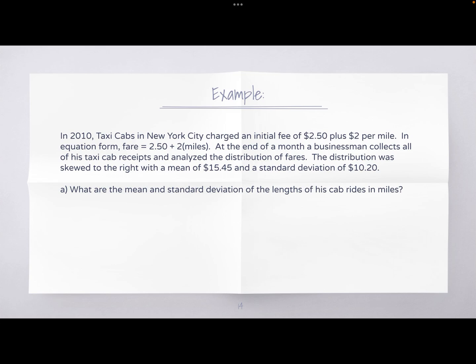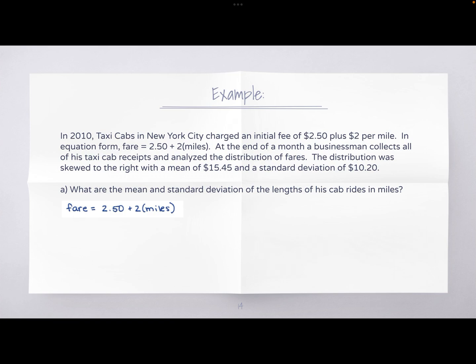Okay, so here's our example. In 2010, taxi cabs in New York City charged a fee of $2.50 plus $2 per mile. Here's the equation form: fare equals $2.50 plus 2 times the miles. At the end of the month, a business owner collects all of his taxi cab receipts and analyzes the distribution of fares. The distribution was skewed to the right with a mean of 15.45 and standard deviation of 10.20. What are the mean and standard deviation of the lengths of these cab rides in miles?